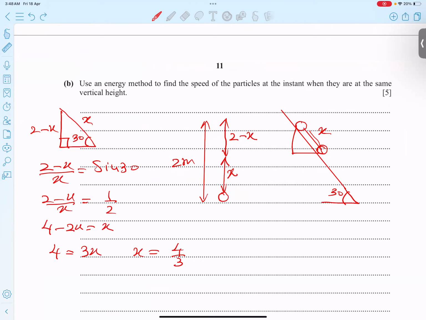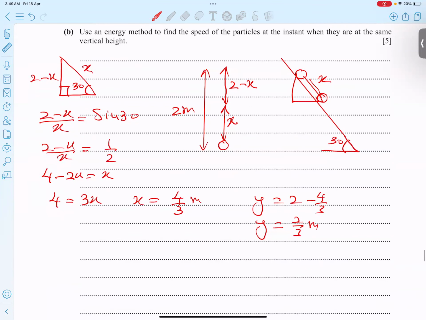So this is 4 over 3. Look at the same vertical height, they will come. But the thing is, how much is this one left behind? The traveling distance of this one is naturally x, 4 by 3. This is also 4 by 3. But how much is this? I want to find it. So I plug in here, 2 minus that. I call it y. So 2 minus 4 over 3, 3 times 2 is 6, 6 minus 4 is 2. So y becomes 2 by 3 meters.